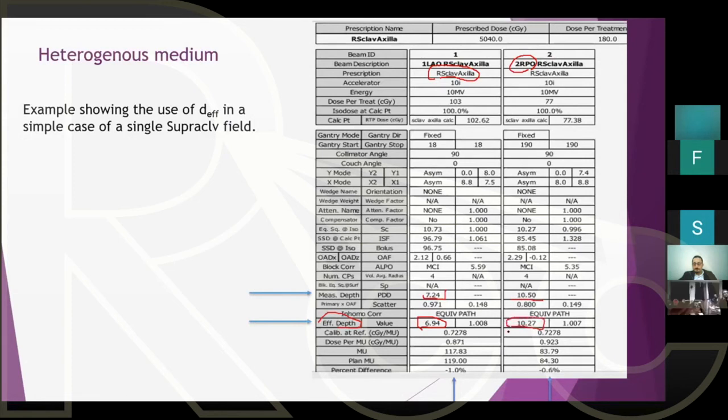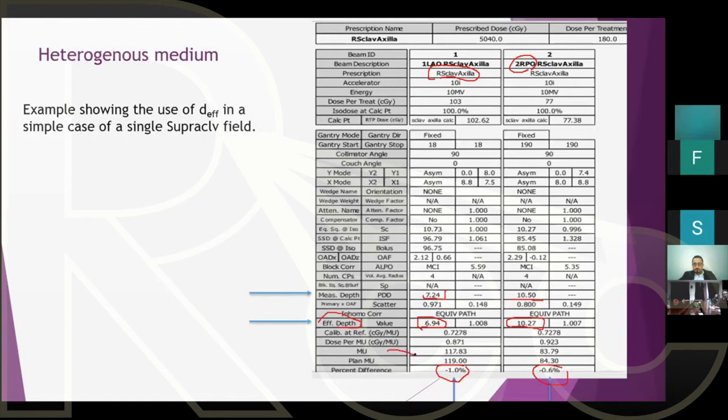By the way, maybe someone would say the difference is 3 millimeter. We're going from 10.5 to 10.27, meaning 2-3 millimeter. It's not a big deal, right? But look, even with these simple scenarios, I already have a 1% difference. And notice what I said.